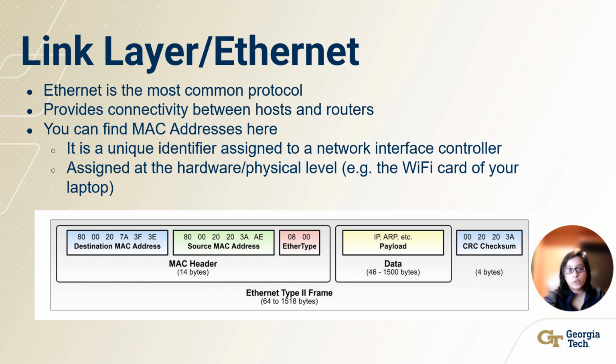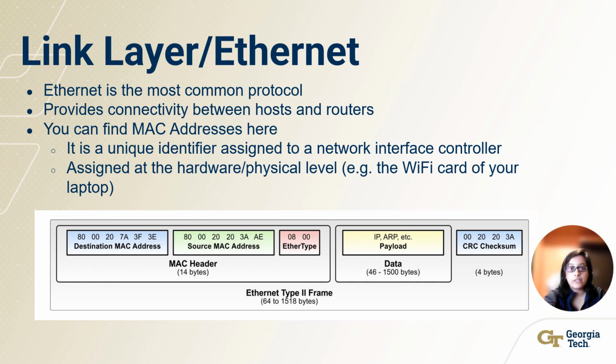Now let's explore the link layer. Specifically, let's look at the Ethernet type 2. Ethernet is like the foundation of your network, providing essential connectivity between devices like computers, routers, and switches. One of Ethernet's key features is the use of MAC address. MAC stands for Media Access Control, and it's like a digital ID card for network interface controllers.